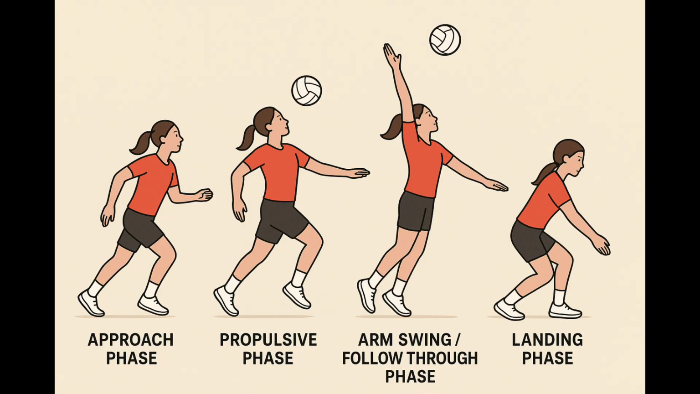Throughout this video, we will introduce the phases of specifically an outside volleyball spike. These phases include the approach phase, propulsive phase, arm swing and follow-through phase, and the landing phase. We will break down and analyze the biomechanics of each phase as well as the variations of a hit that can be performed. We will also touch on injury prevention during the landing phase of a spike.